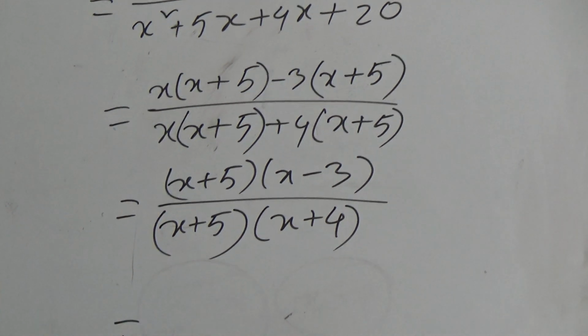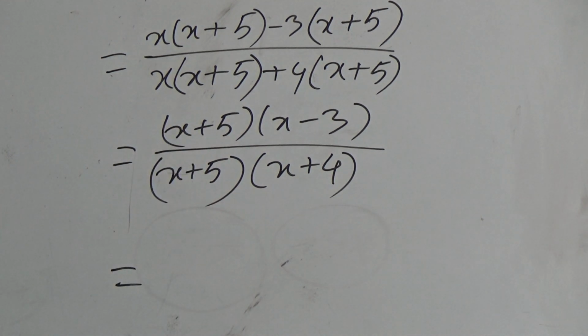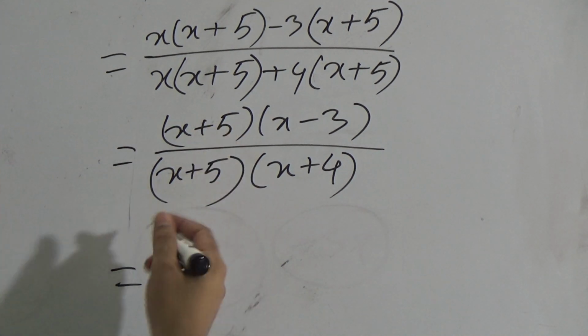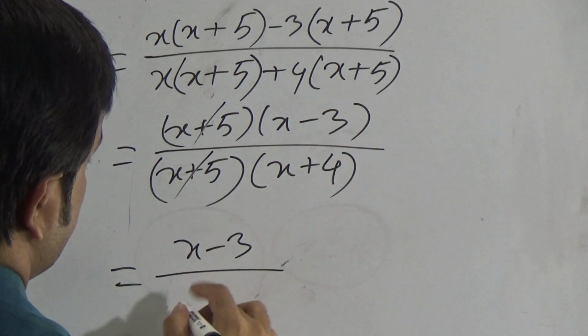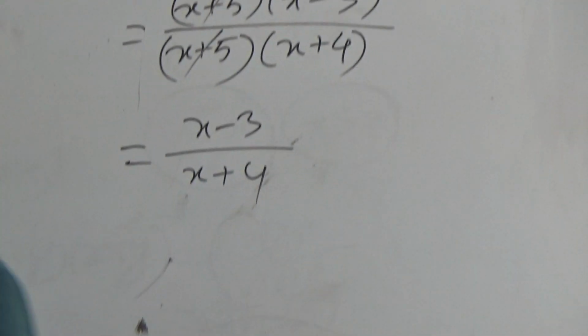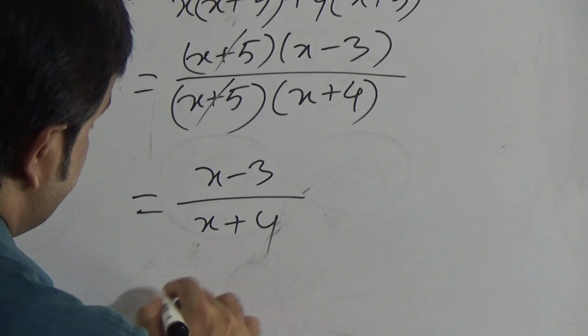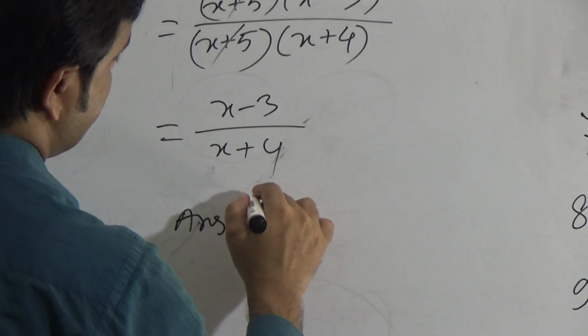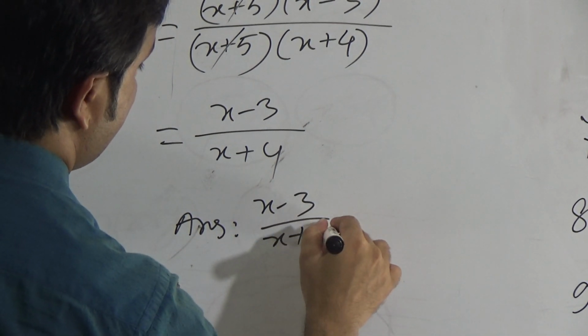Now dear students, notice that here is x plus 5, here is x plus 5. As both are same, so we can divide both numerator and denominator by the same factor, that is x plus 5. So if we divide, only x minus 3 will remain in the numerator and x plus 4 will remain in the denominator. So this is our required lowest term for the last question, question 10. So our required answer for question 10 is x minus 3 divided by x plus 4.